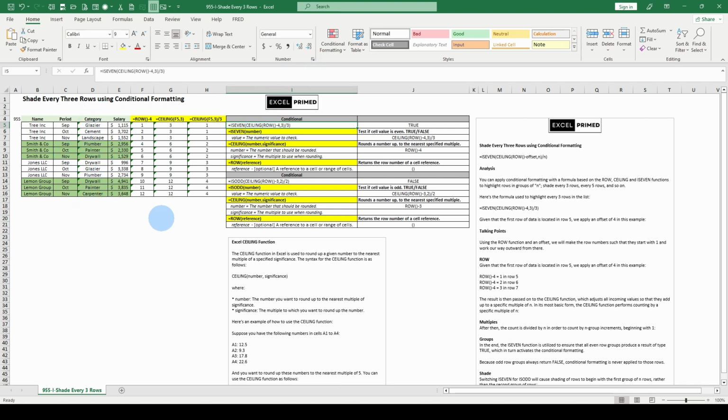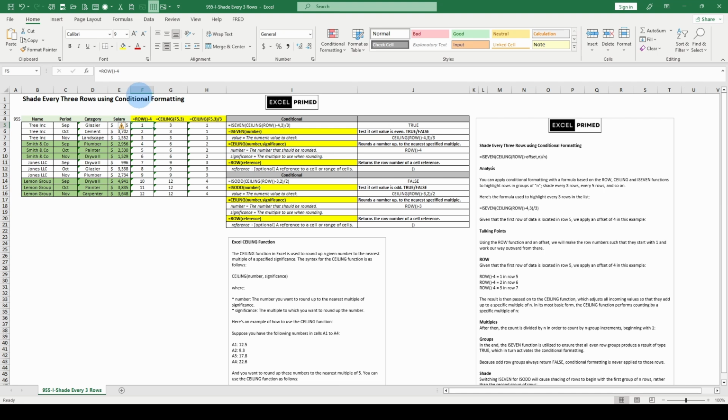We're not going to color this ourselves. This is the input, the formulas we're going to input into conditional formatting. Given that the first row of data is located in row 5, we apply an offset of 4 in this example. Row 4, right here. ROW, this is going to be 5 because we're in 5. We're not looking at relative rows. We're just looking at ROW minus 4.